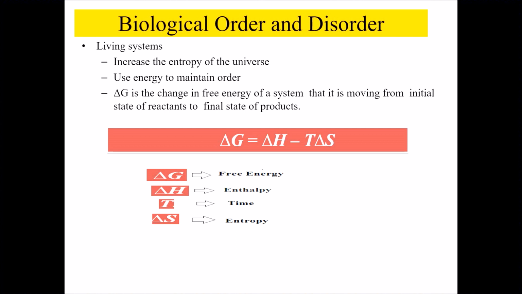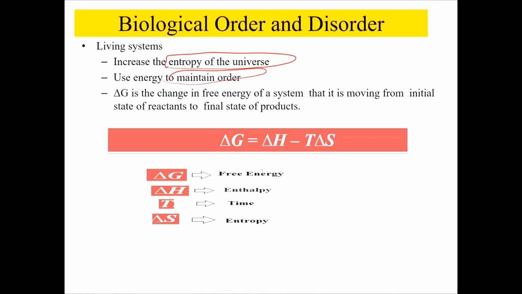For life processes, there must be processes of anabolism and catabolism. The two processes are going side by side. Some things are synthesized, some things are broken down. So the living system increases the entropy in the universe. It uses energy to maintain order, to keep things in a normal situation. And we use the Gibbs energy equation to see the normal outcome.